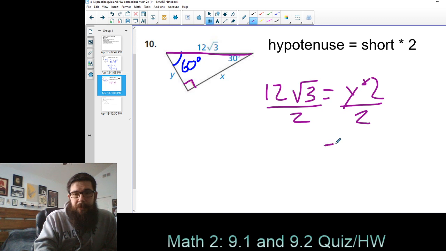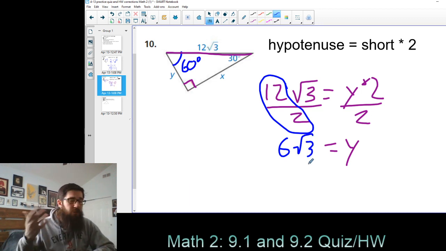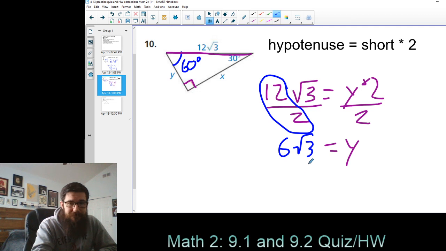Now, if I clean this up, I currently have y equals, I can do the 12 divided by 2 and clean that part up into 6, and then it's still multiplied by square root 3. Leave it like that. Don't figure out what exactly square root of 3 is as a decimal and then multiply that. 6 square root 3 is fine.